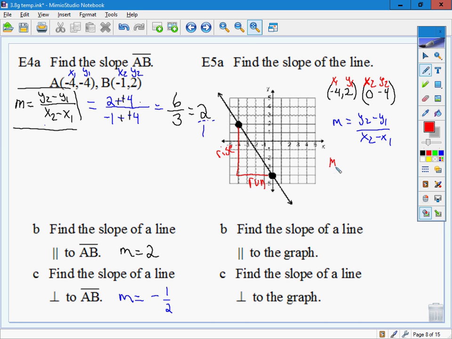And plug them in. y2 is a -4, minus y1 is 2. x2 is 0, minus x1, which is a -4. -4 minus 2 is a -6. My minus a negative changes to a positive. -6 over 4 would simplify to a -3/2. Again, to be parallel, the slopes have to be exactly the same, so this would be a -3/2. And to be perpendicular to it, the slopes have to be negative or opposite reciprocals, so this would be a positive 2/3.